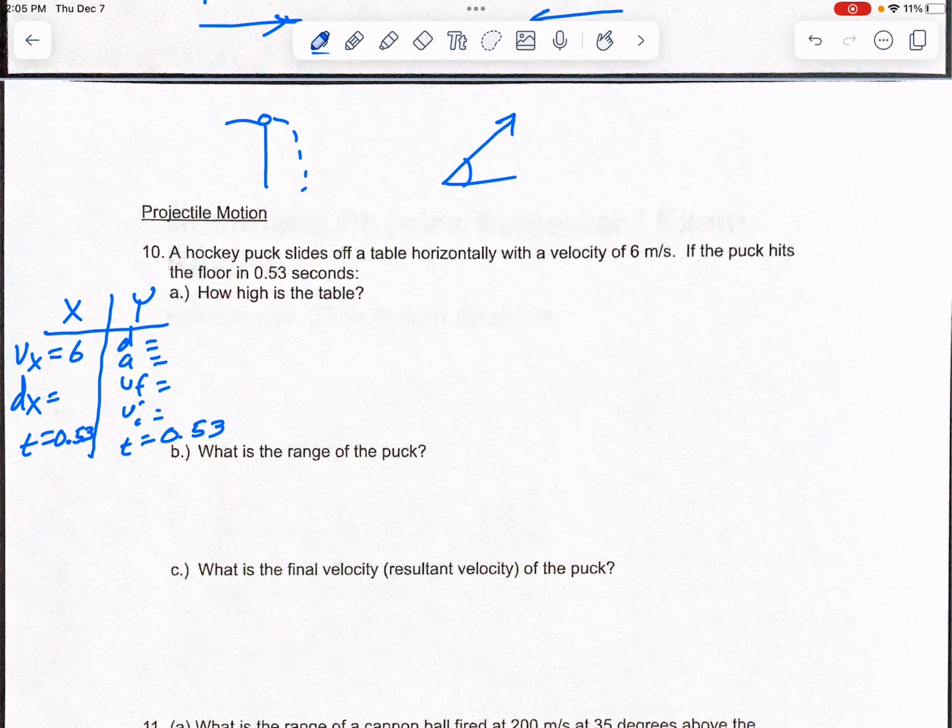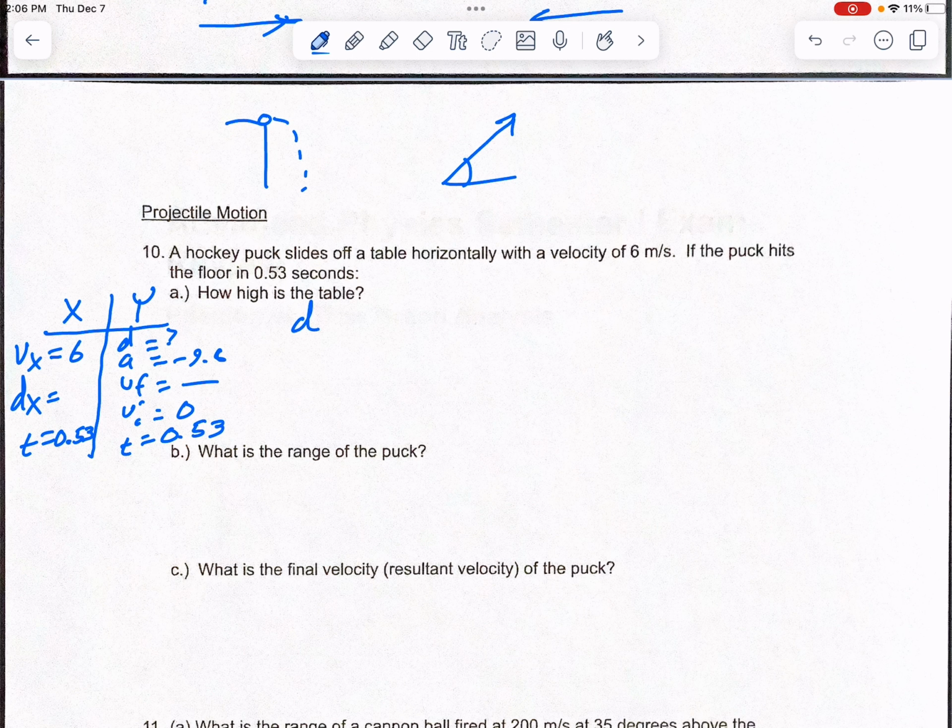That means you're looking for your vertical distance. So remember A would be negative 9.8 because gravity is pulling it down. And VI is going to be 0 because vertically it was on the table and then it wasn't. It started falling, so it was originally not falling, so VI would be 0. That means VF doesn't matter.